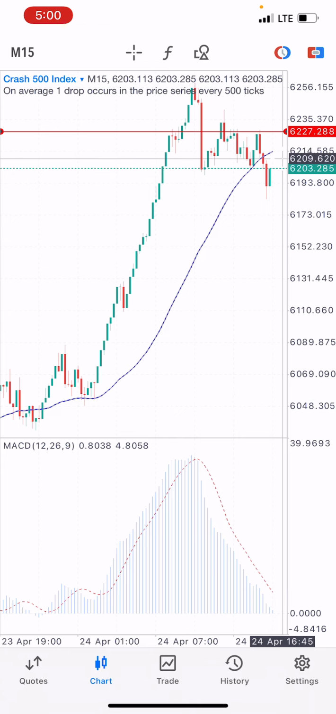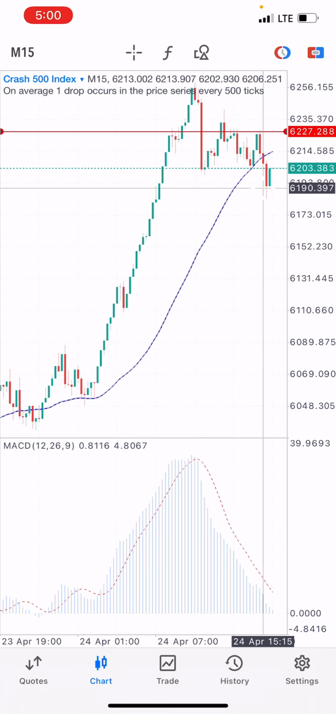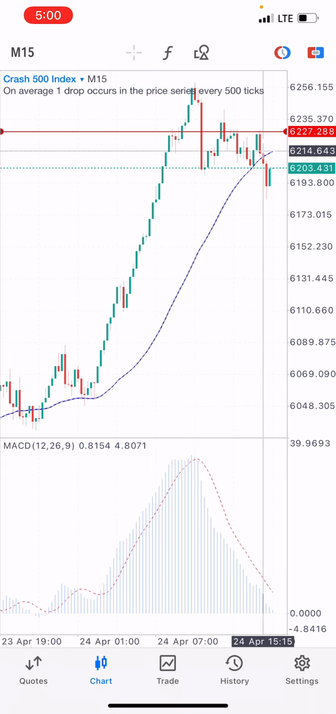But remember the rules of the strategy: when it crosses above, you place a sell, and when the MACD is below the zero level, you can place a sell and then keep your stop loss above the moving average. Great. This is how you can analyze the market with price action and indicators.